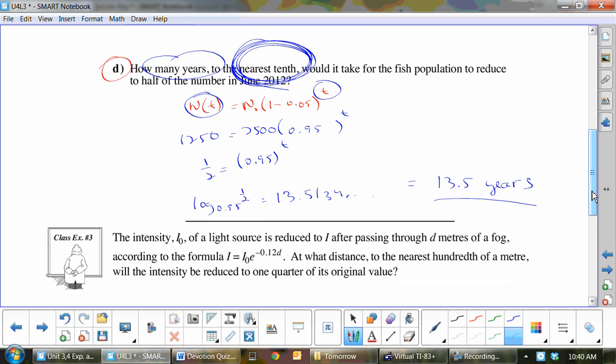Yep. Yes, technically. Because at 13.5, it really hasn't halved yet. And that's one that you would have a very strong argument for 13.6 years. I would say 13.6 is the more correct answer. Okay?